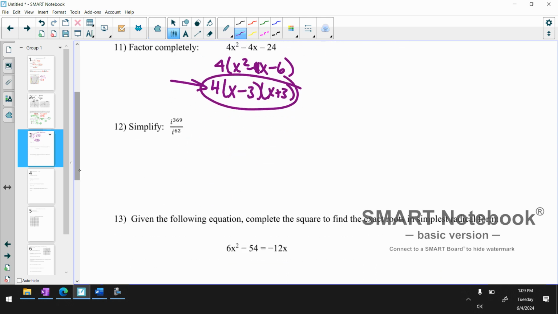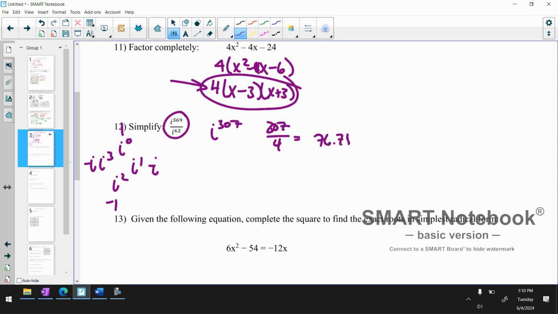All right, i's. Gotta remember: i to the 0, i to the 1, i squared, i cubed. So that's 1, i, -1, -i. So, fraction. When we divide, we subtract the exponents. So that really gets me i to the 307. Take 307, divide it by 4. I get 76.75. I don't care that it goes around this circle 76 times. 0.75 is 3/4, so it's i to the third, which shortens up to be -i.